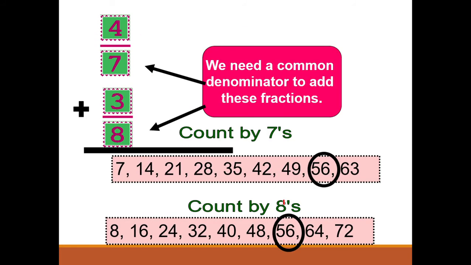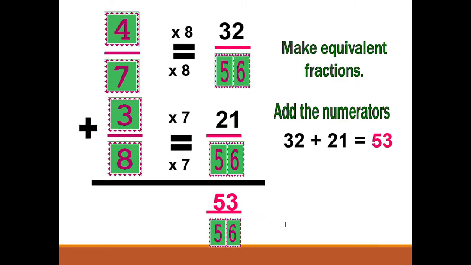Okay, next problem. So here, we have 4 seventh and then plus 3 over 8. So nakita mo doon, 56 ang kanilang common. So yun yung ating denominator. Ayan, 56 divided 7 is 8 times 4 is 32. Ayan, 56 divided 7 is 8. Di ba? And then times 3 is 21.